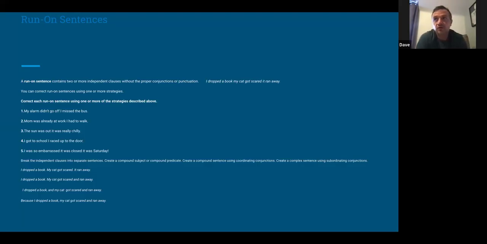So we can use conjunctions. We use our commas. The sun was out. It was really chilly. So I can add a conjunction. The sun was out, but it was really chilly. I can use a period and just make them two different sentences. But what we need to do is combine run-on sentences.